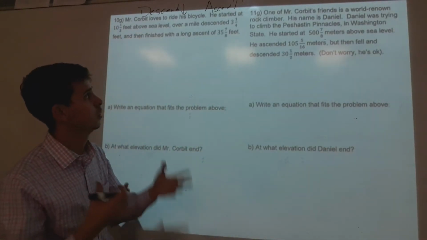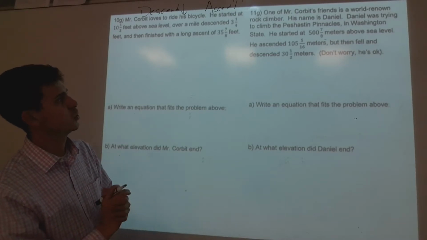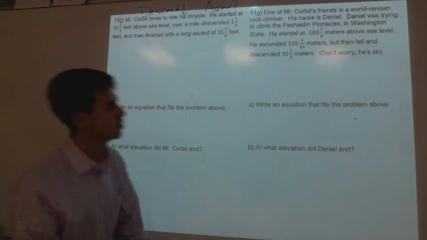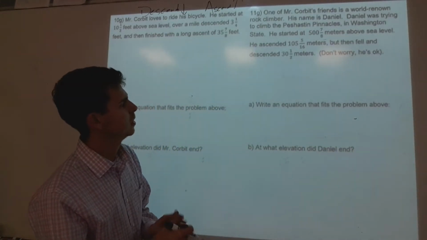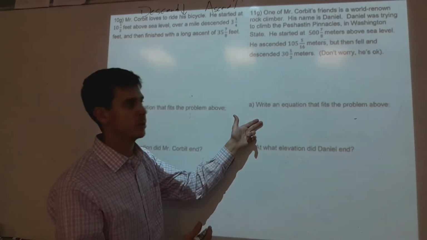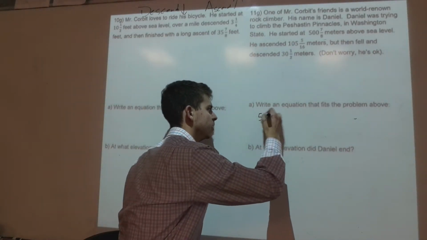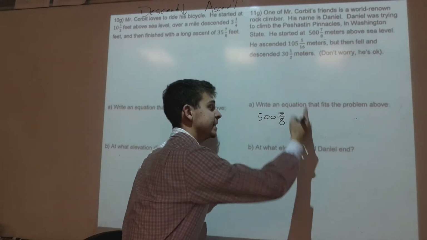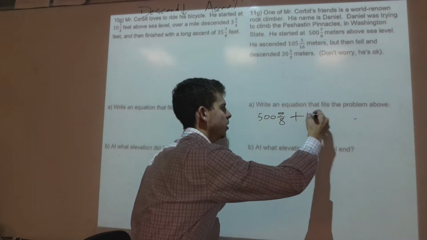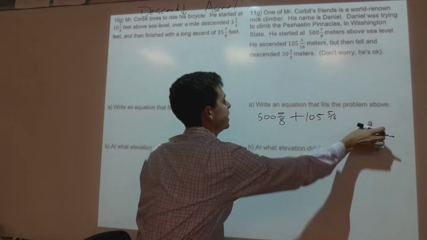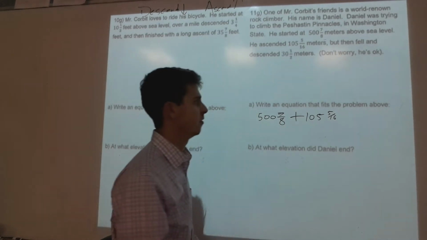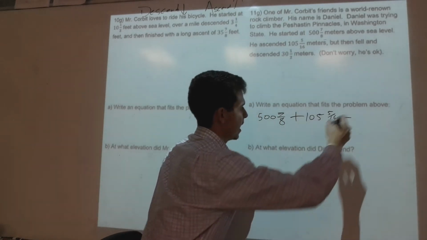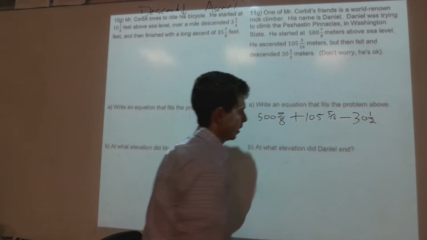One of Mr. Corbett's friends is a world-renowned rock climber. His name is Daniel. Daniel was trying to climb the Pashastin Pinnacles in Washington State. He climbed at 50 7/8 meters above sea level. Okay, so let's start doing this. I know that he starts at 50 7/8 above sea level. He ascends, which means he goes up 105 5/16 meters, but then fell, ouch, and descended, that's subtracting, going down 30 1/2 meters.